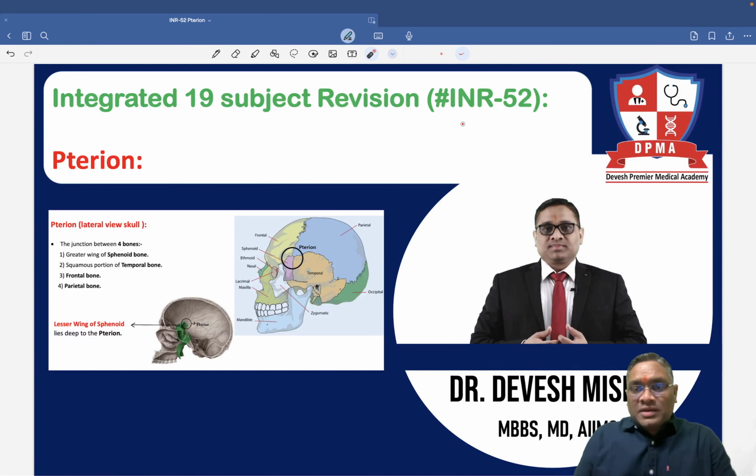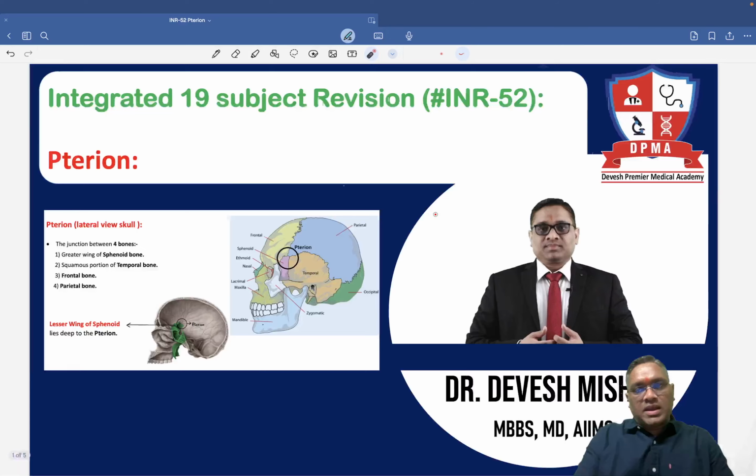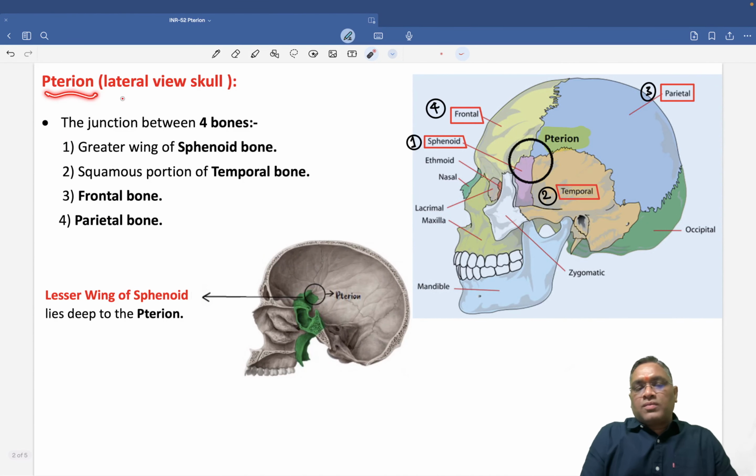Hello everyone. In this INR number 52, we are going to discuss another important PYQ called Pterion. So what is Pterion? When you have a lateral view of the skull, it is the junction between the four bones. Remember, junction between the four bones.